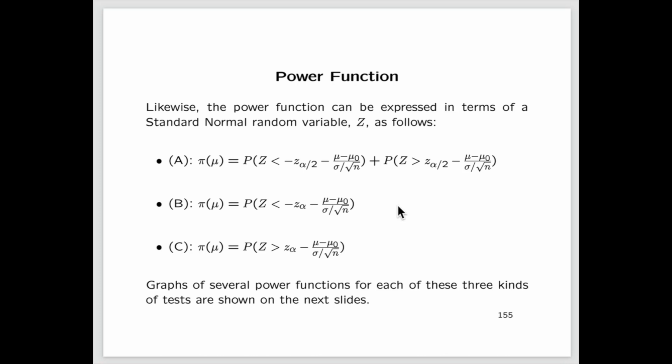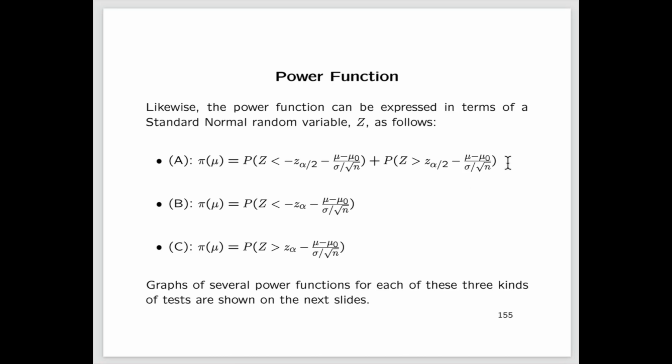For a left-tailed test, the power as a function of mu is given by the probability that a standard normal random variable z is less than negative z sub alpha minus mu naught over the standard error of x bar, sigma over the square root of the sample size. And then finally, the power of the test for a right-tailed test as a function of mu is equal to the probability that a standard normal random variable z is greater than z sub alpha minus mu naught over sigma divided by the square root of the sample size.